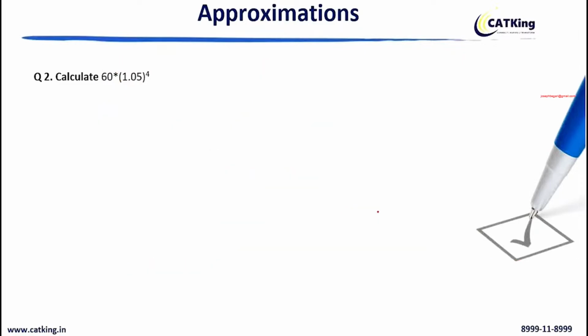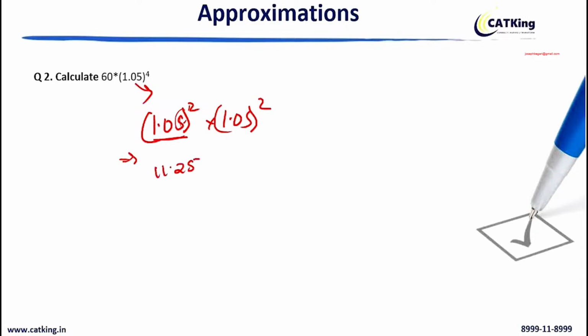Next question. 60 into 1.05 to the power 4. Pause the video and try it out, guys, now. Again, simply break this. Okay, so this will be 1.05 square into 1.05 square, correct? So what is ending? This is ending in 5. 5 square is 25. 10 into 11 is 110. This is 1.1025 into 1.1025, correct?